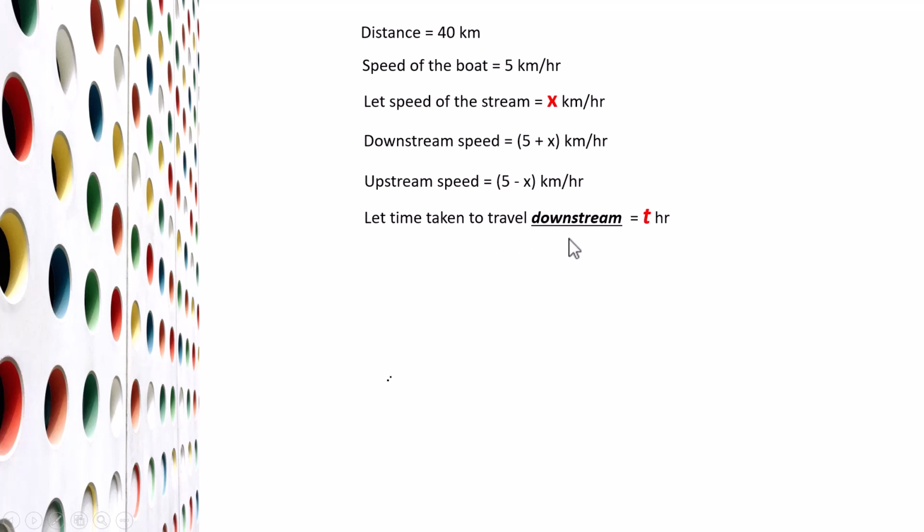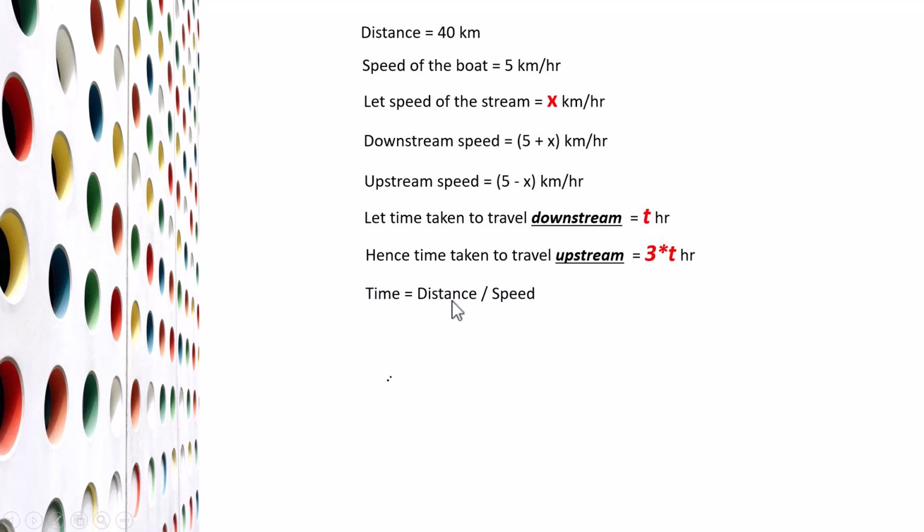Let the time taken to travel downstream be t hours. Then, as per the question, the time taken to travel upstream would be 3 times t. Three times the time taken to travel downstream is what it would take to travel upstream. Now we know the speed, distance, time formula: time is equal to distance by speed.